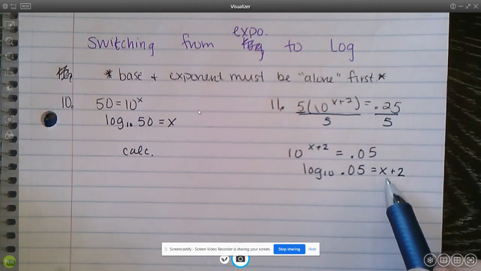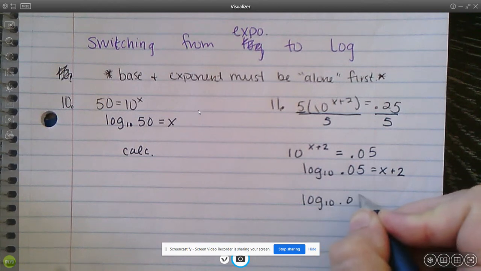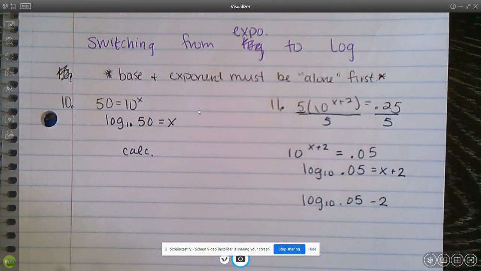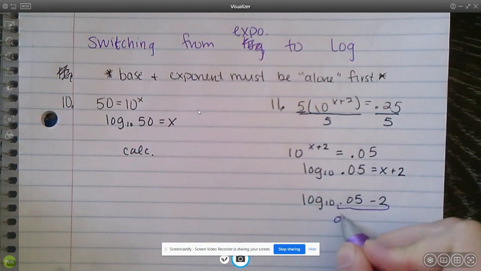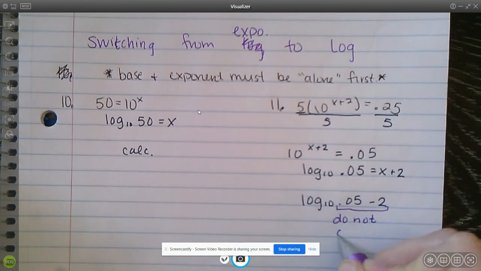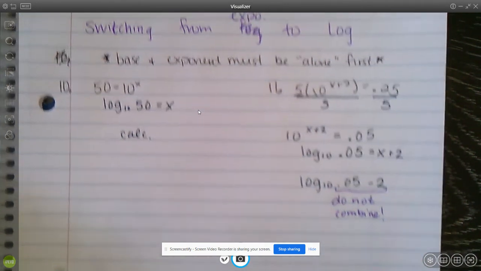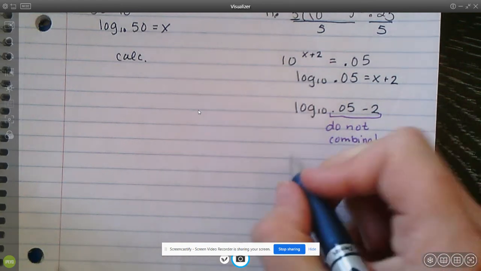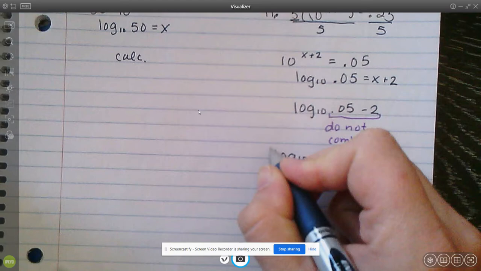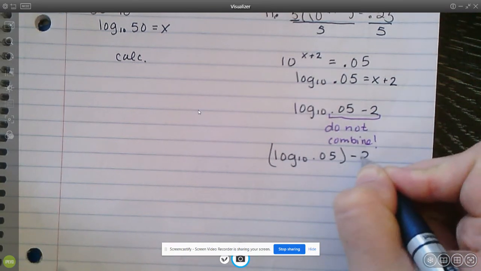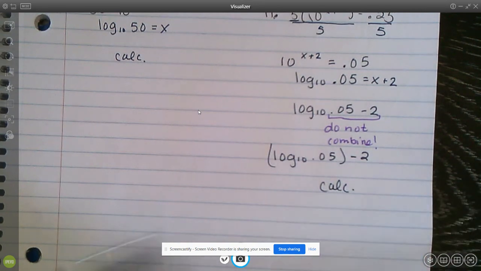Okay, so we need to solve for x. We still need to subtract 2. So log base 10 of 0.05 minus 2. Whatever you do, do not combine these. That'll give you something completely different. So when you're typing this into your calculator, you'll want to put it in like this. Put these in parentheses and then subtract 2, and that will give you your answer. And that's all we've got.